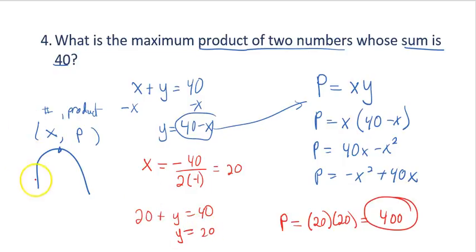Now, if you calculated this in your calculator, if you did the maximum, obviously that point that you would have found at the top would have been the x value of 20, and then the p, the product of 400. So either way, you get the same answer. And that's just how you work that one.